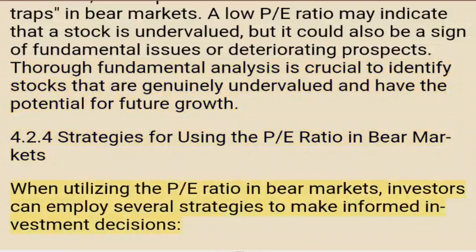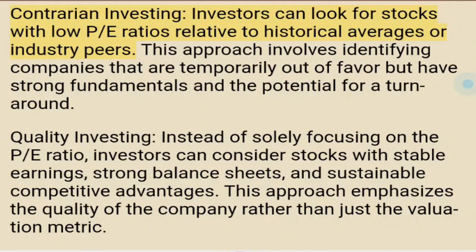When utilizing the P/E ratio in bear markets, investors can employ several strategies to make informed investment decisions. Contrarian investing. Investors can look for stocks with low P/E ratios relative to historical averages or industry peers. This approach involves identifying companies that are temporarily out of favor but have strong fundamentals and the potential for a turnaround. Quality investing. Instead of solely focusing on the P/E ratio, investors can consider stocks with stable earnings, strong balance sheets, and sustainable competitive advantages. This approach emphasizes the quality of the company rather than just the valuation metric.